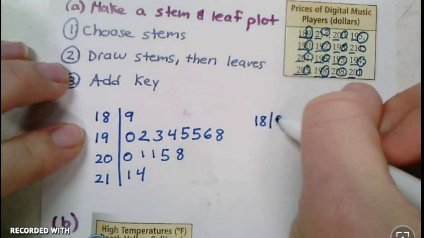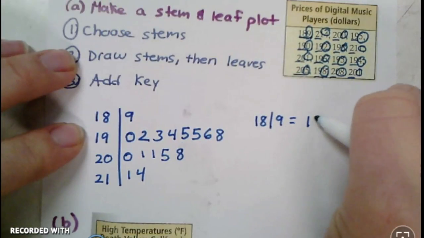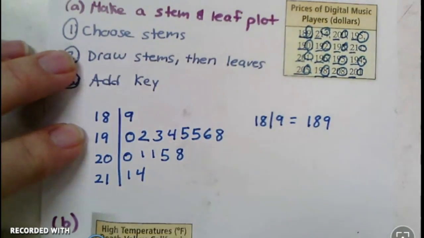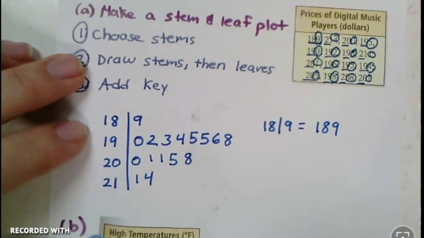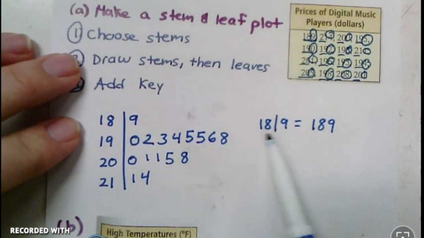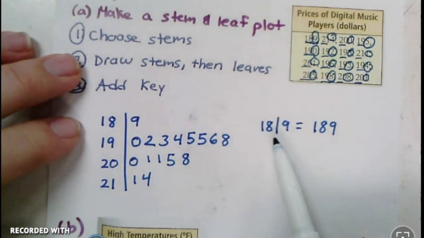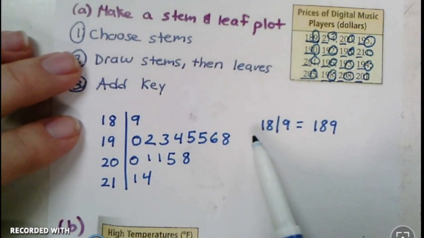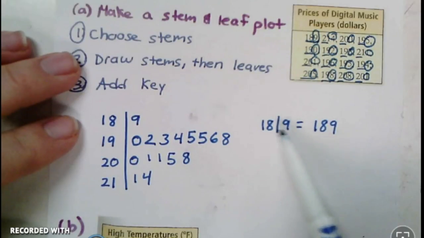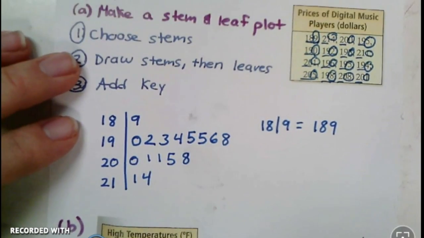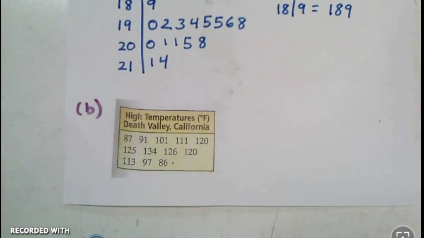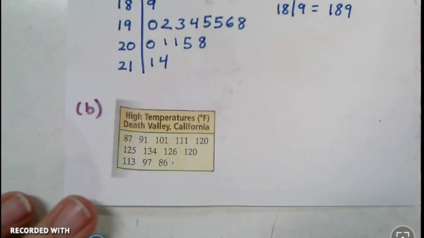Say I do the 18, 9, and I'm going to say that equals what it equals. Because every once in a while, you'll have a key that'll tell you that 18/9 equals 1,809. And then you know you have to add in that extra 0 every time that you do your stem. Okay? All right, B, I want you to try this one on your own and show me what you have learned. Follow the same steps as I did.